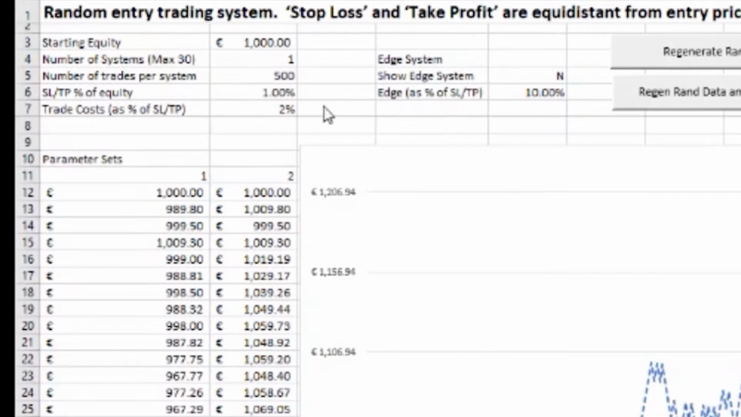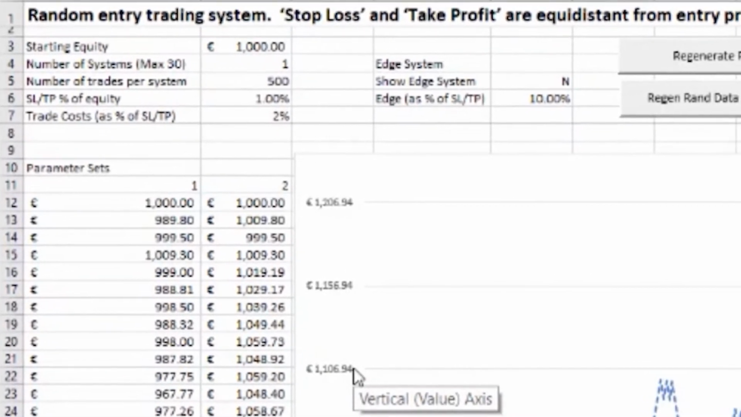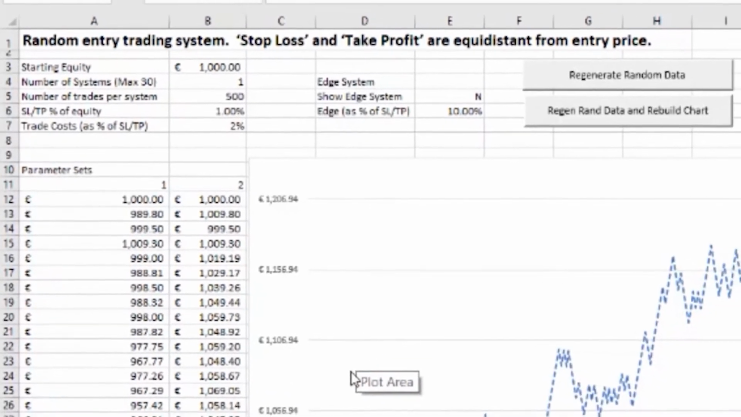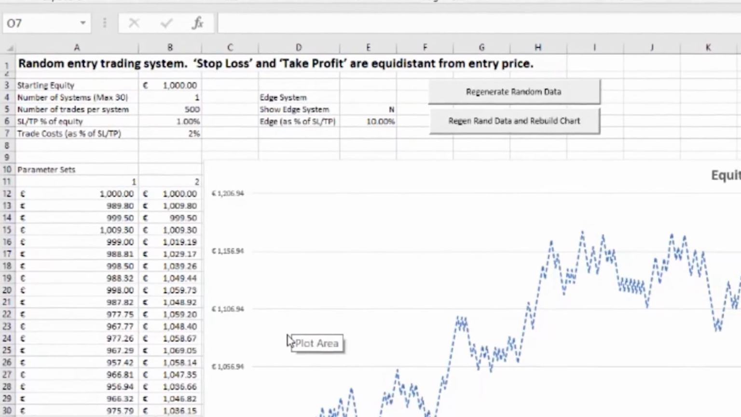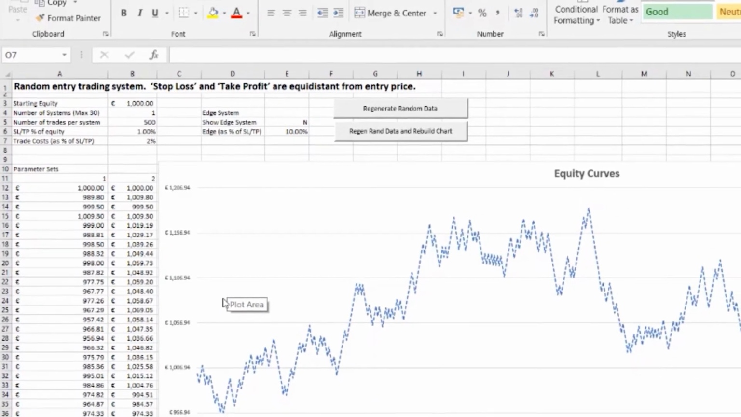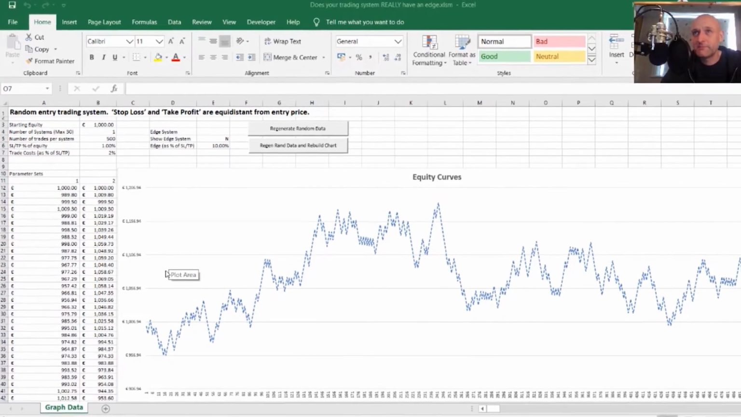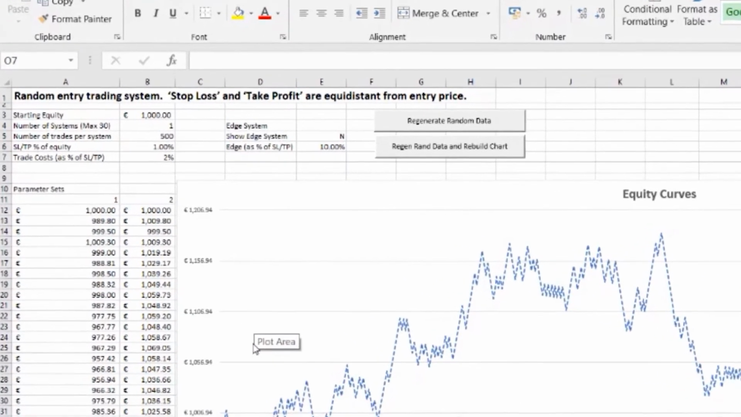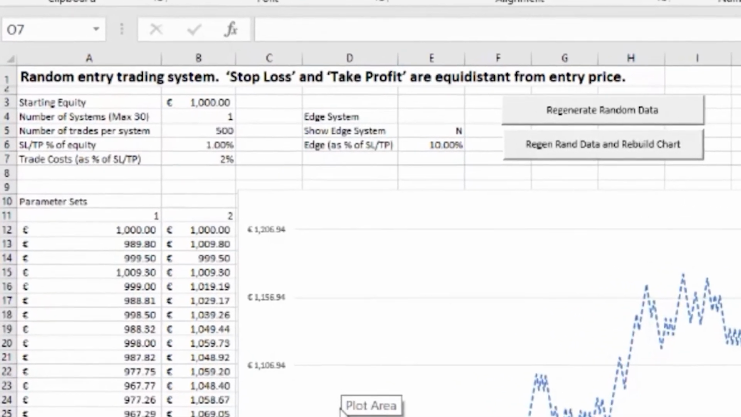So the first part of the model simulates parameter values for a system that has no edge whatsoever. It simulates a system that opens trades at random and then closes them based on either a stop loss or a take profit that are equidistant, so they're the same distance from the entry point. And so, of course, this results on average in 50% winning trades and 50% losing trades.